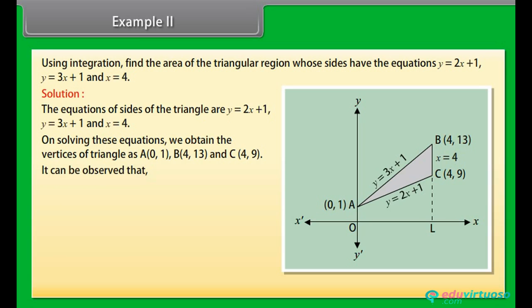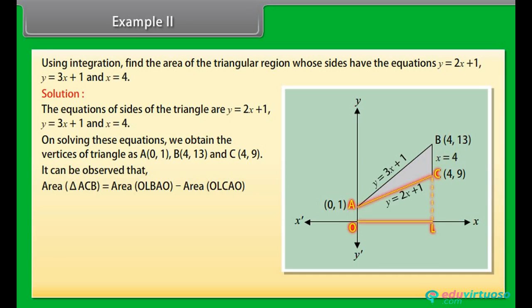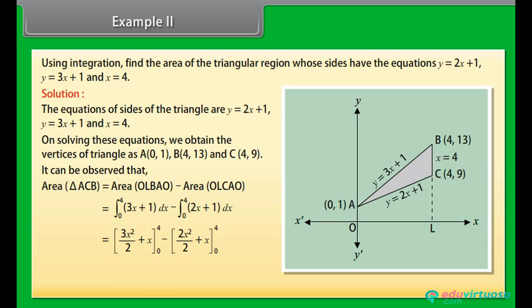It can be observed that area of triangle ACB equals area of OLBAO minus area of OLCAO. The integral from 0 to 4 of 3x plus 1 with respect to x minus the integral from 0 to 4 of 2x plus 1 with respect to x. By solving, we get area of triangle ACB equals 8 square units.